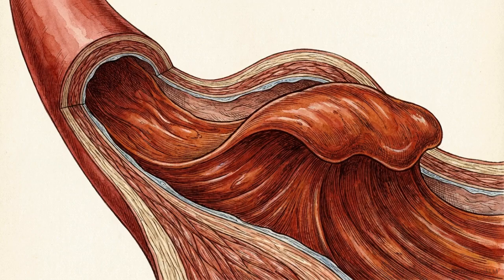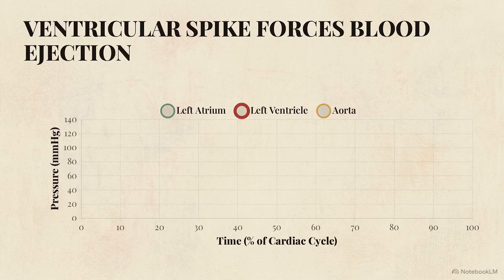Once the blood is in motion, it obeys strict fluid dynamics. Blood only flows down a pressure gradient. This graph maps the pressure changes during a single heartbeat on the left side of the heart. It tracks 3 intersecting lines: the left atrium in green, the left ventricle in red, and the aorta in orange. As the atrium undergoes systole, its pressure rises slightly, pushing the final volume of blood down into the relaxed ventricle.